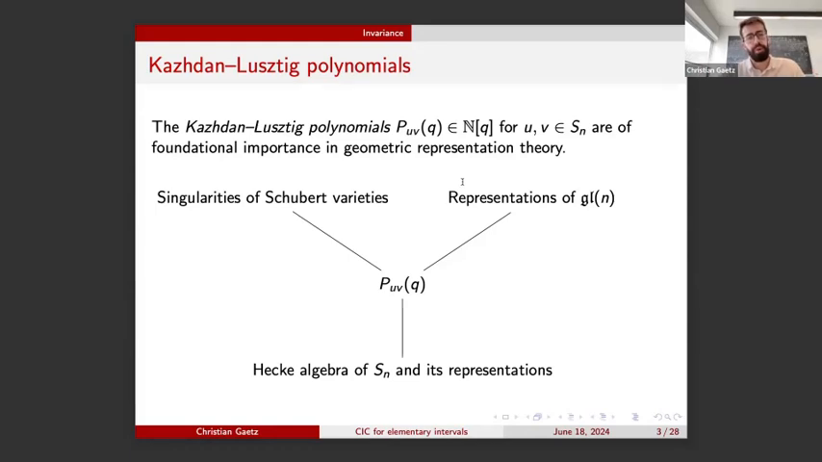And these polynomials were introduced by Kazhdan and Lusztig because they have an amazing variety of connections to lots of not obviously related areas of representation theory and geometry. So to singularities of Schubert varieties, to representations of GL_n, and in terms of defining a certain special basis of the Hecke algebra. This is the same Hecke algebra that appeared in Sarah's talk earlier. So these are fundamental objects in geometric representation theory, but they're polynomials indexed by pairs of permutations, so we ought to be able to understand them to some degree in terms of the combinatorics of permutations.